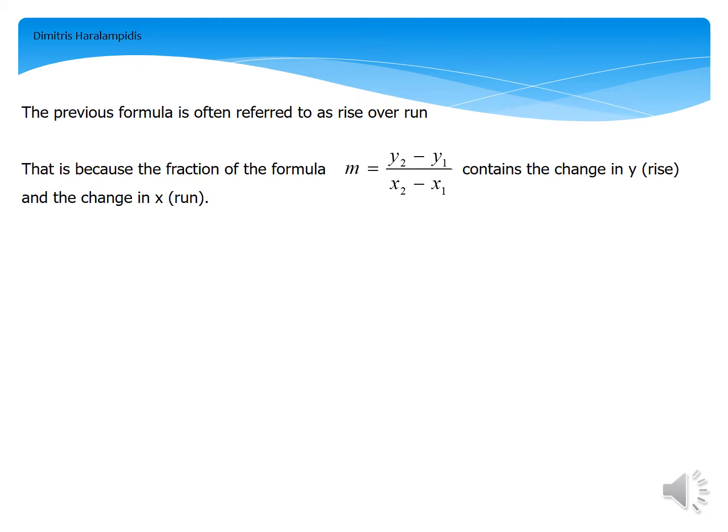This previous formula is often referred to as rise over run, and that is because the fraction of the formula m equals y2 minus y1 over x2 minus x1, as you see, contains the change in y, which is often referred to as rise, and the change in x, which is often referred to as run.